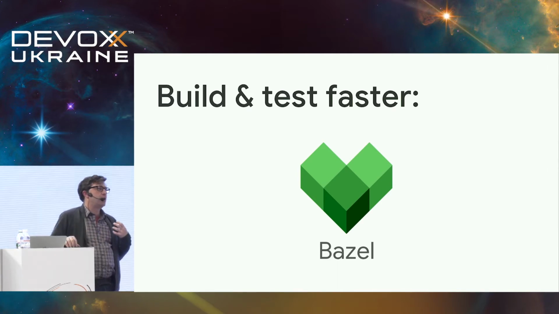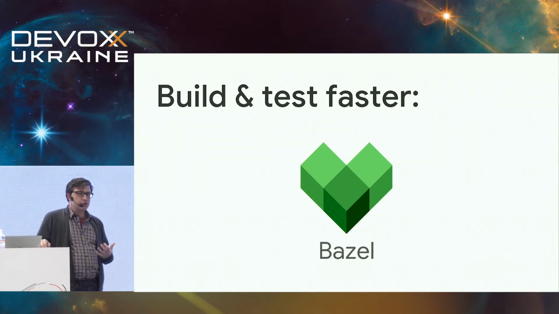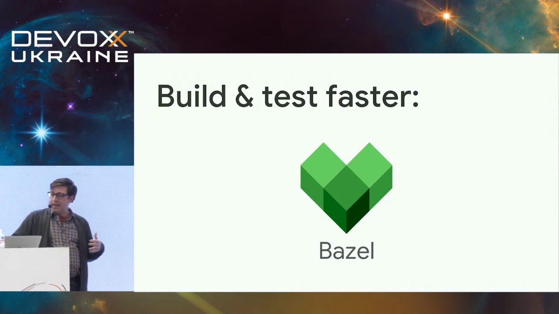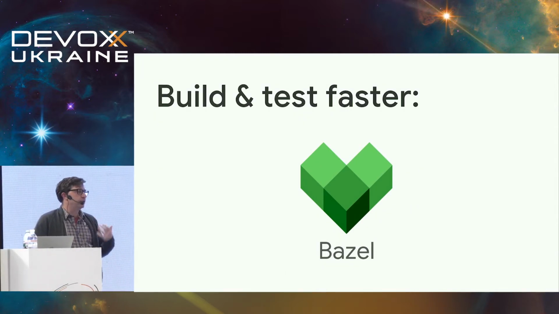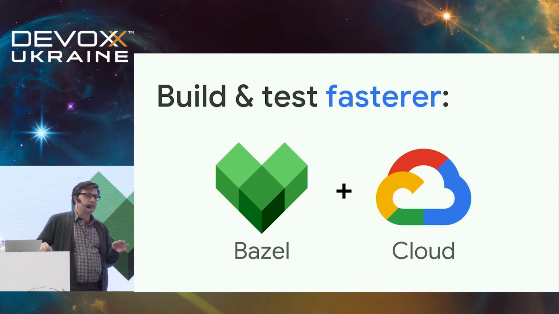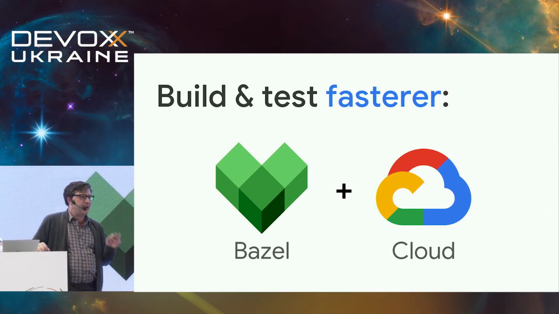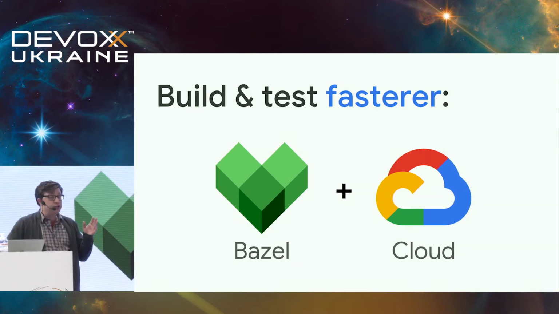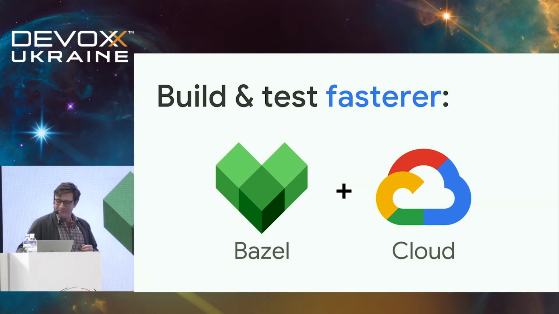Bazel is Google's build system, available as open source software, and a great choice for building and testing your Java applications or any language application. Using Bazel as your build system of choice, you can build and test your code faster. And Bazel has the ability to leverage the cloud for even faster build and test of code bases at scale. And I'm going to show you that in a demo later on.